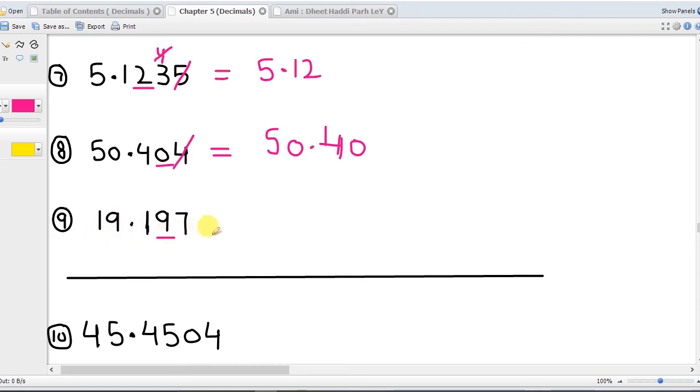Okay, next is 19.197. So start rounding it from the extreme right side. This 7 is greater than 5. Cancel it and add 1 in the previous number. So this 9 will become 10. So write 10 here. And this 1 and this 1 will become 2. So collectively it will become 20, or simply this 19 will become 20, right? So answer is 19.20. So when you add 1 in this 19, it will become 20.